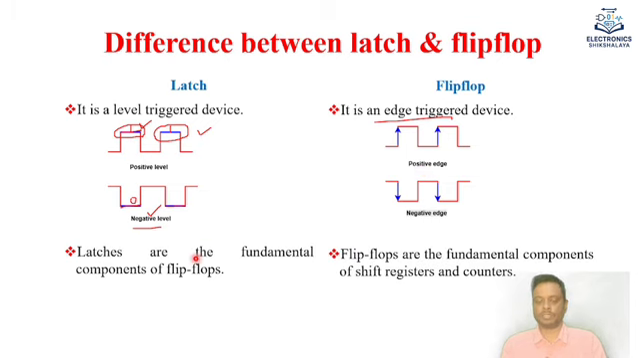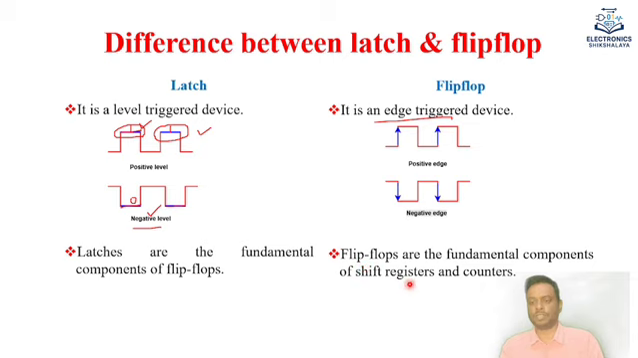Okay. So as I told you, latches are the fundamental components of all flip flops, and flip flops are the fundamental components of shift registers and counters. In these, the basic component we use is the flip flop. So these are the basic differences between latches and flip flops. We have latches, that is RS latch, D latch, JK latch, and we also have flip flops: the RS flip flop, D flip flop, toggle flip flop, and JK flip flop.